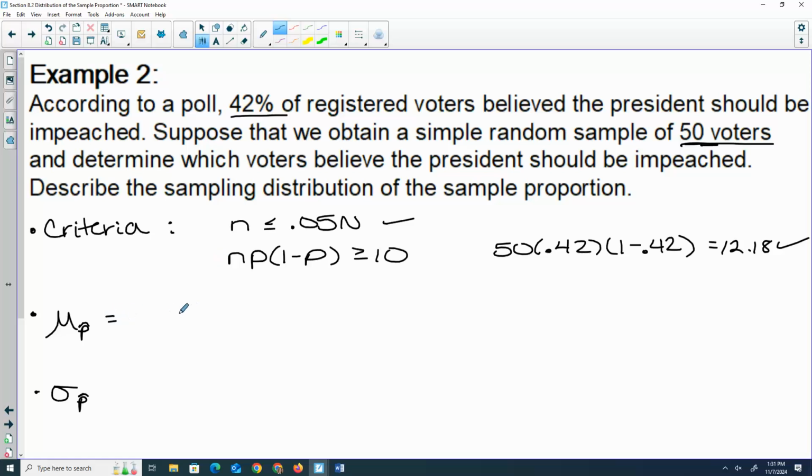Our mean. We can look back at that slide. We can look at the formula sheet. It tells us the mean for our sampling distribution is just P, our proportion. What was our proportion?